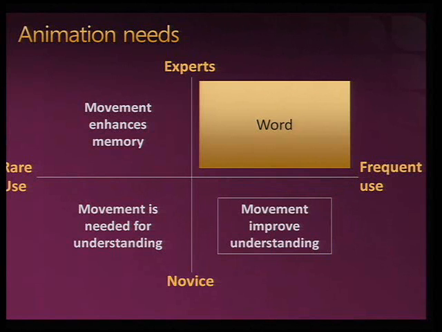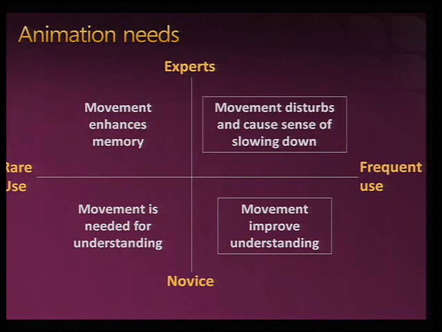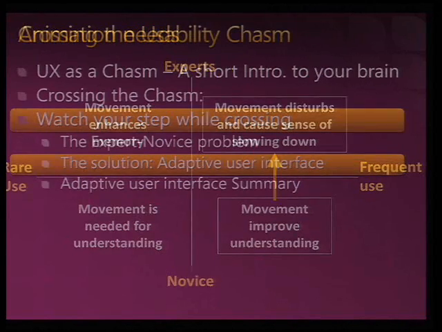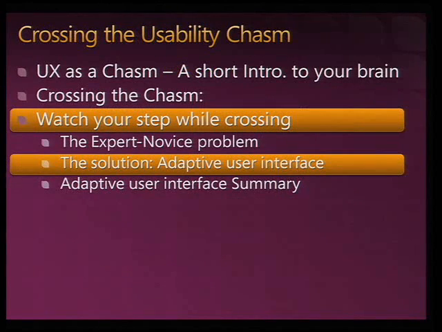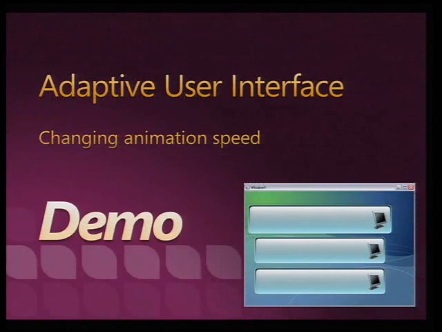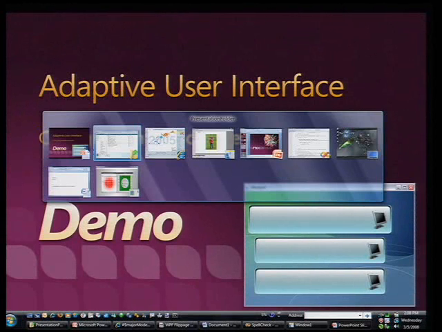And the problem is here. If it's an application that is frequently used, at the beginning, movement improves understanding. But when you become an expert, it disturbs you. It's a waste of time. And this transition, while moving from novice to expert, is the problem that we realized. And what is the solution? The solution that we came up with is the adaptive user interface. It's quite a simple idea. Let's see the first demo.